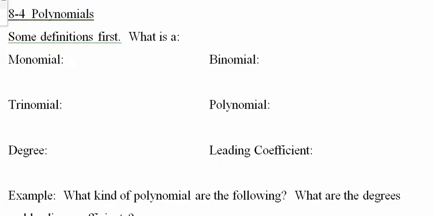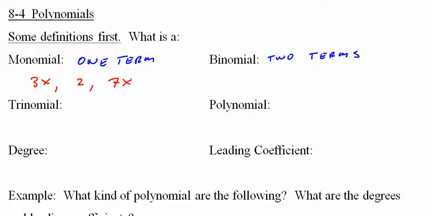So this takes us into polynomials. Again, that's the title of the entire unit, but we'll be specific. Monomial is one term. Binomial is two terms. Examples: 3x, 2, 7x squared, 4x minus 1, 3xy squared plus 2xy, or whatever. Doesn't matter.